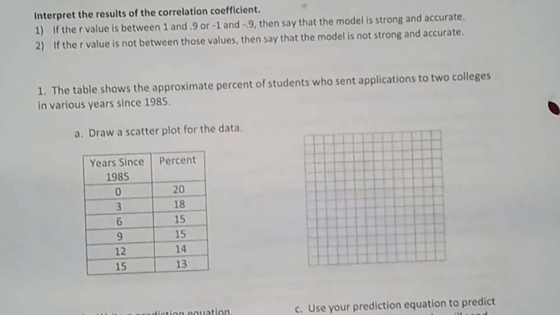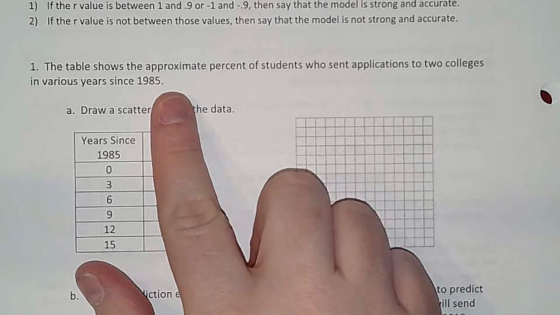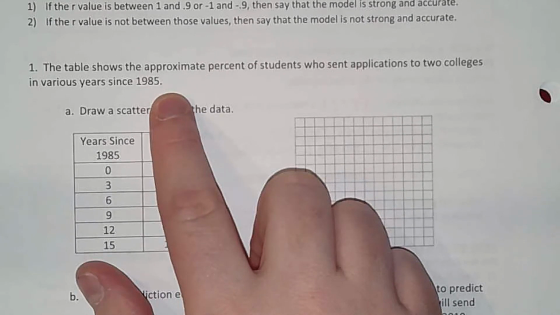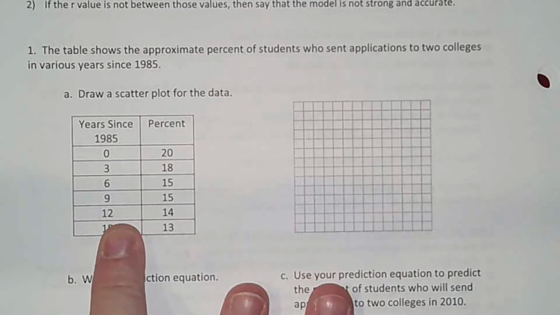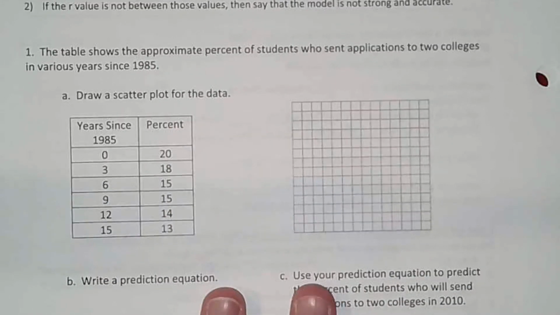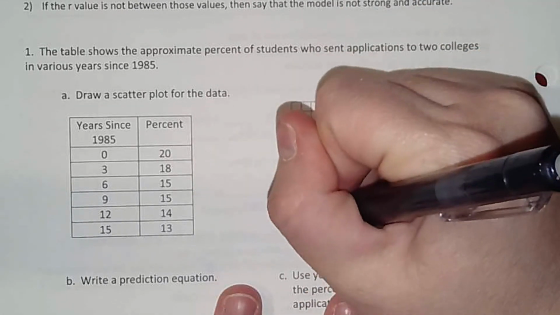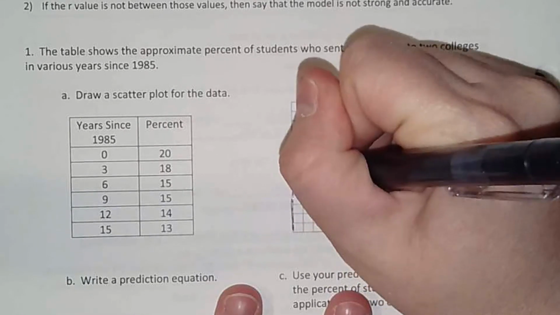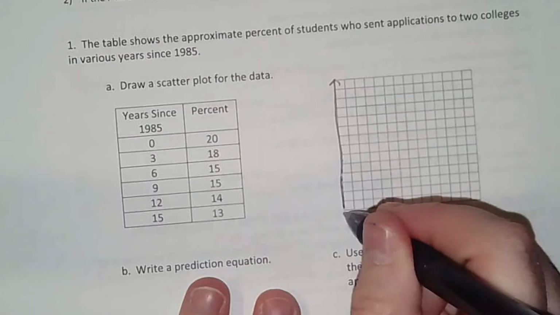So the first thing you have to do is the table shows the approximate percent of students who sent applications to 2 colleges in various years since 1985. This is how many years since 1985. You're going to draw a scatter plot. So on a scatter plot, in order to make data work, you've got to pay attention to what's going on. Your scatter plot will always be in the first quadrant.